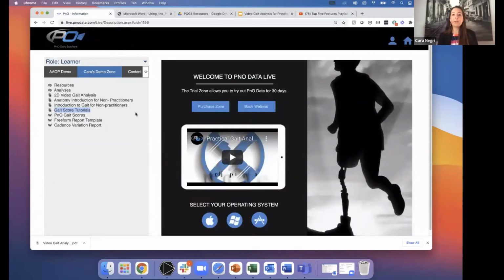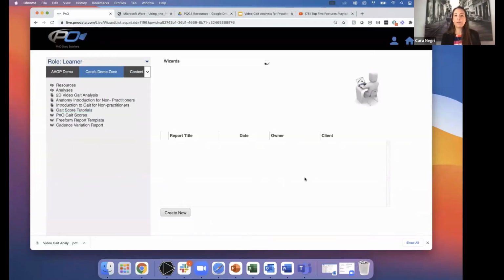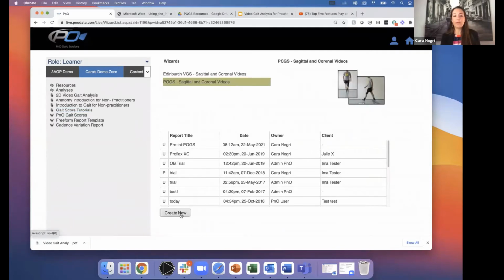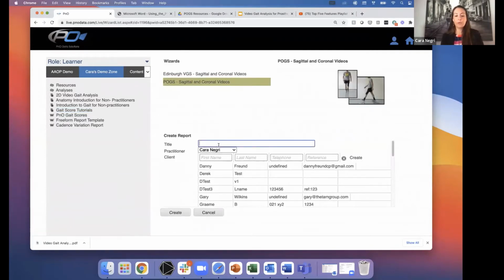Also, anybody can register for P&O Data and take some of these video gait analysis courses as well. The 2D video gait analysis course is also available for ABC credits. So today, we are going to start a new P&O Data gait score. So I come here to the wizard. And I'm going to pick sagittal and coronal videos, and I'll just create a new report.